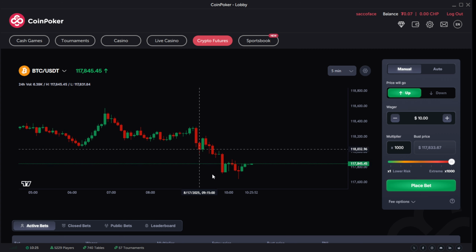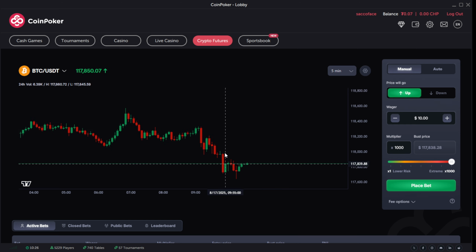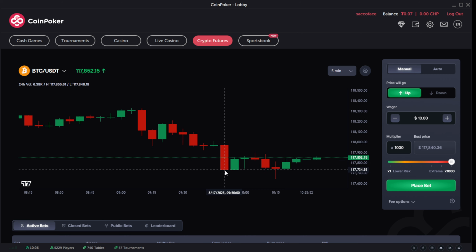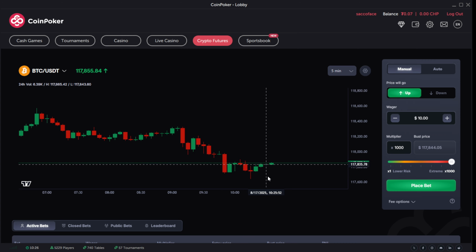What are we seeing here? Some indecision, right? This is a decent sized candle with small wicks, definitely a downward trend. I would hop in there. I would hit down. I would go down.